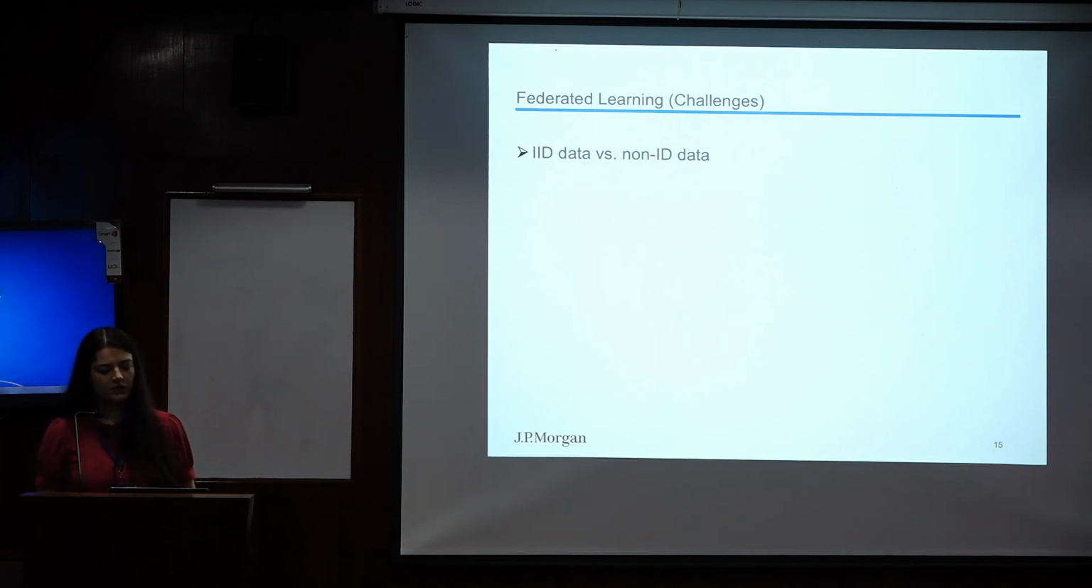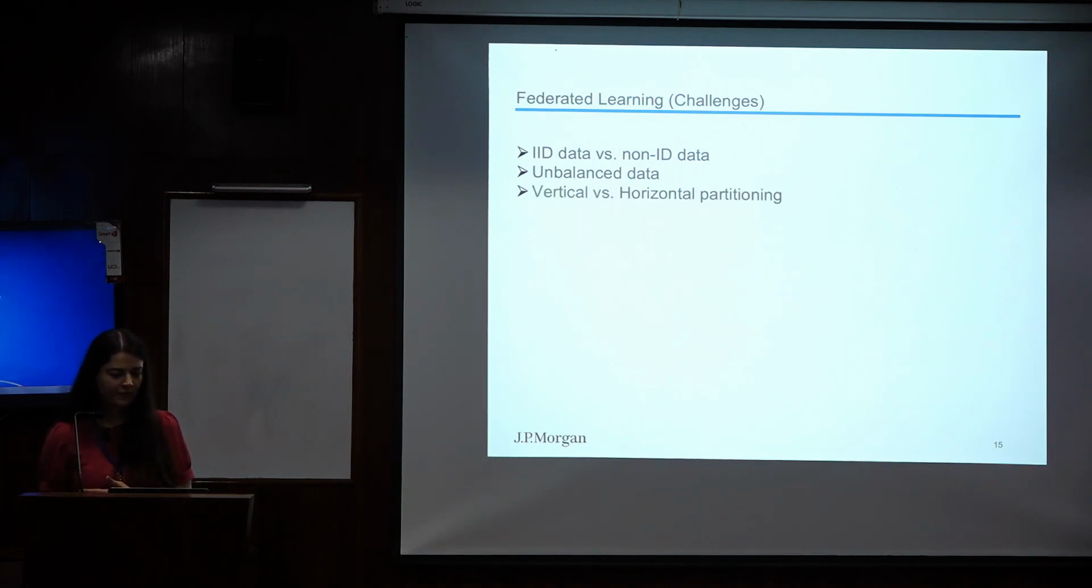And there are different works that tackle this problem when the data is not identically distributed. I'm not going to talk about these techniques, but there's a lot of research on that, and there are still many problems on how to treat non-identical data. Then there's the issue of unbalanced data. Let's say some mobile phones have tons of data, and some other phones don't have a lot of data. So this is also a problem on how you can find the best way to converge to the final model.